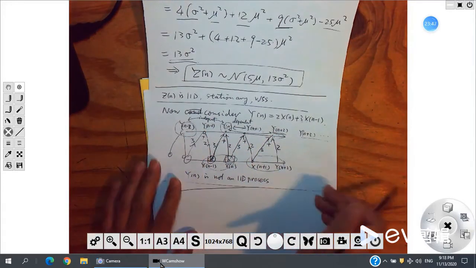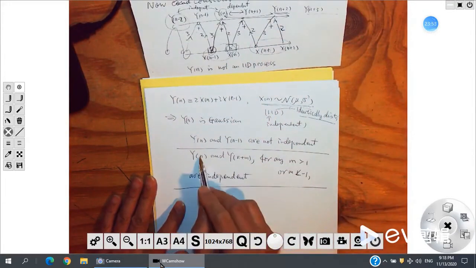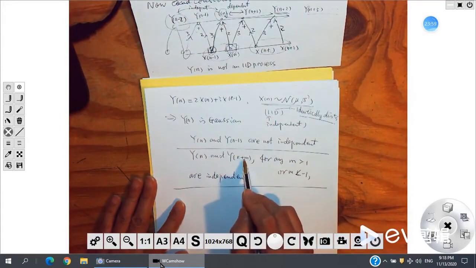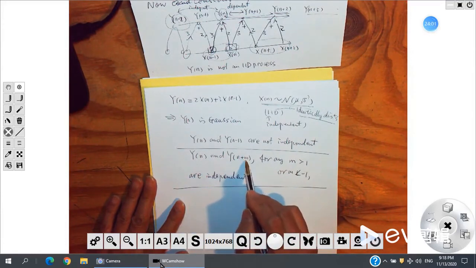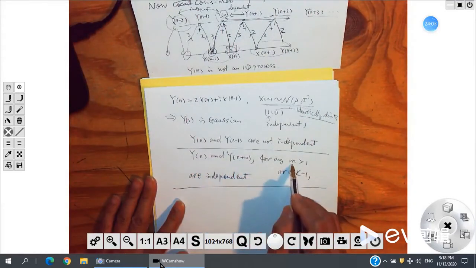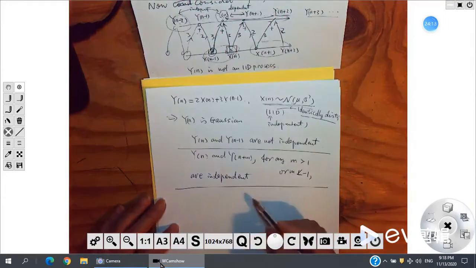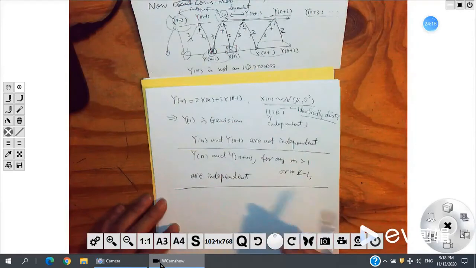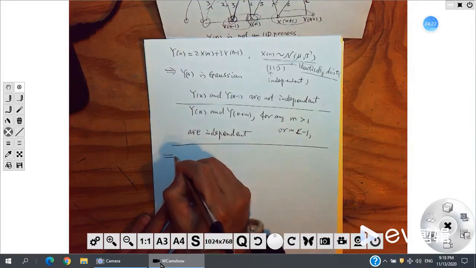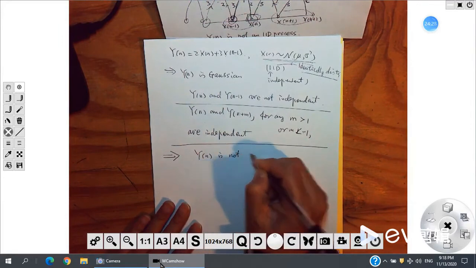Okay. So here, when you check the difference, this index n, this is index n plus m. If m is 0, of course they are the same thing. If m is 1, that is the case, they are neighbors. They are dependent. And when m is larger than 1, or on the other side smaller than negative 1, then they are independent. Okay. So we can claim y of n is not an IID process.